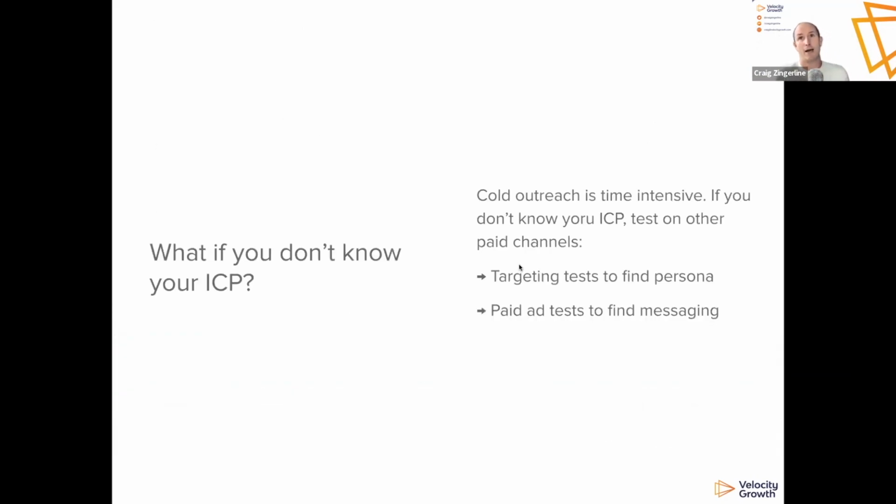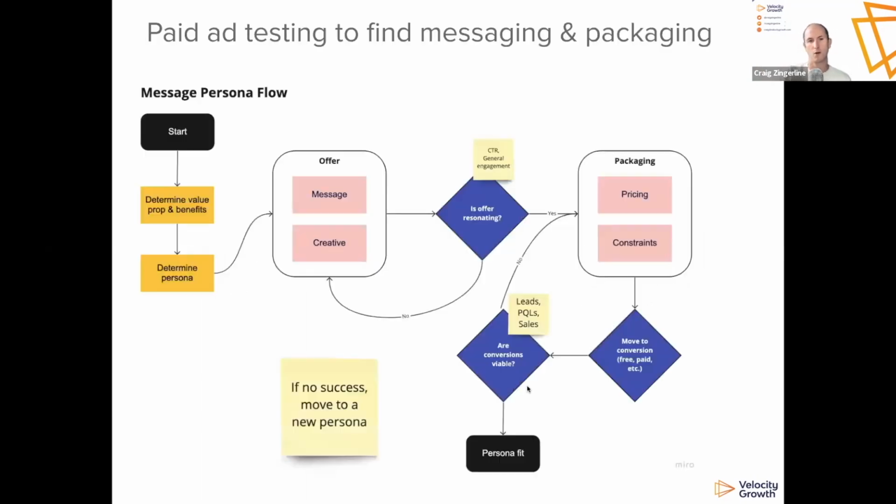Okay, so if we failed at it because we didn't fully know our ideal customer profile and we didn't truly understand the benefits that we as a company could provide to that very cold audience, well, what do you do? I would recommend that because cold outreach is so time intensive, if you don't know your ICP, then test targeting on other channels to find the messaging and the persona that works for you, right? And so we have this flow chart that we use internally.